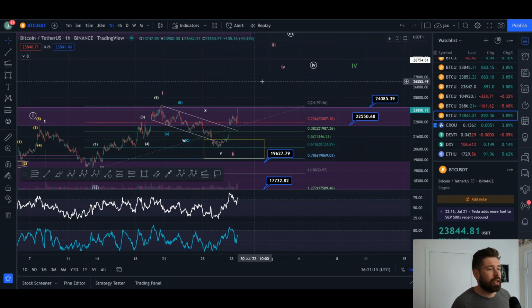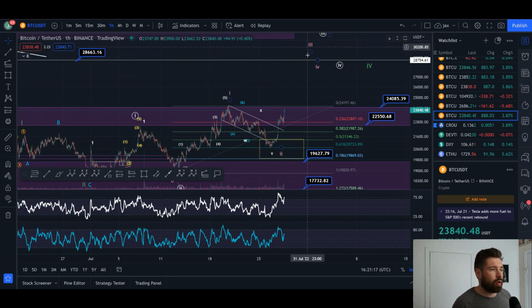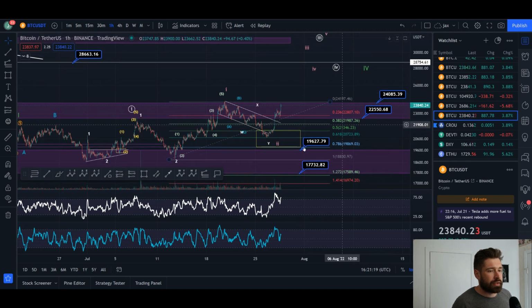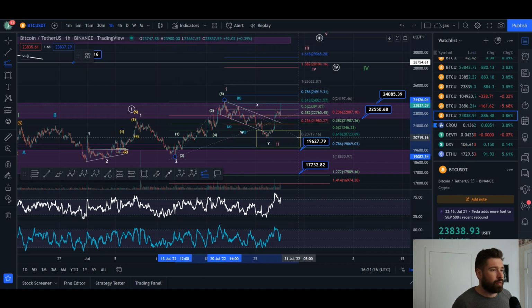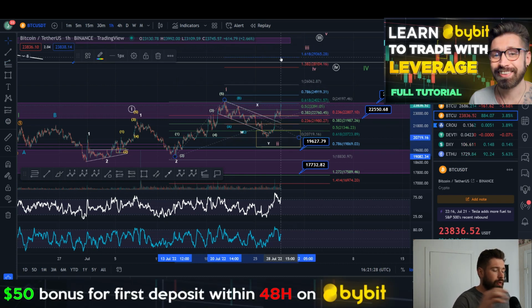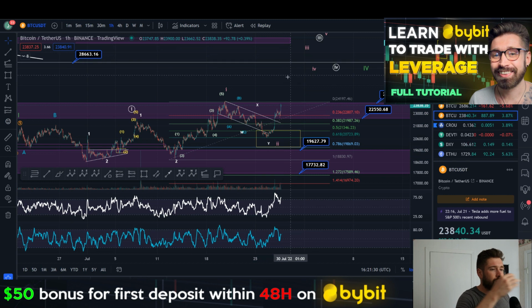So we've broken out, and potentially we could be putting in a wave 3 that could take you all the way up to about 30K. If we take a measurement from the bottom of wave 1 up to the top to the bottom of wave 2, your wave 3 target's all the way up at 29.3K. So we've already started to break out.